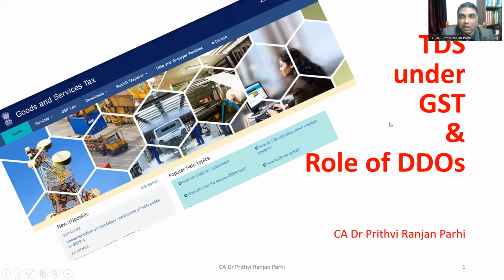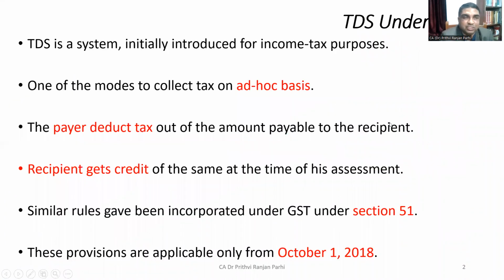And many of you must be aware that this provision is already there in the Income Tax Act since long. It was initially introduced under Income Tax law. And under this method, what happens? Tax is collected initially on an ad hoc basis. Under Income Tax law, the payer of income deducts tax from the recipient. And whatever tax is deducted, it is shown in the credit of the recipient. And the recipient can use that credit in adjusting his tax liability.